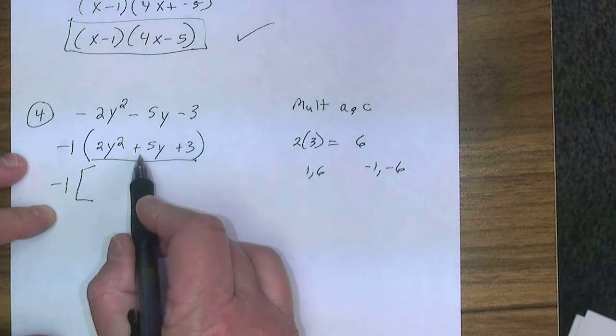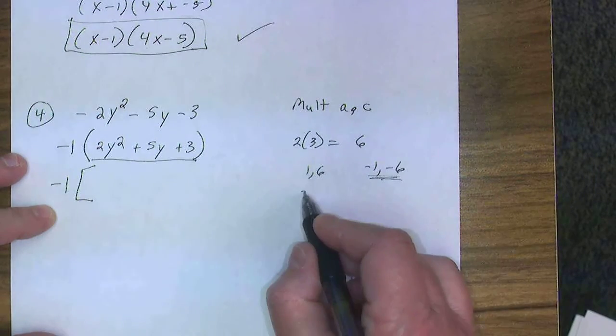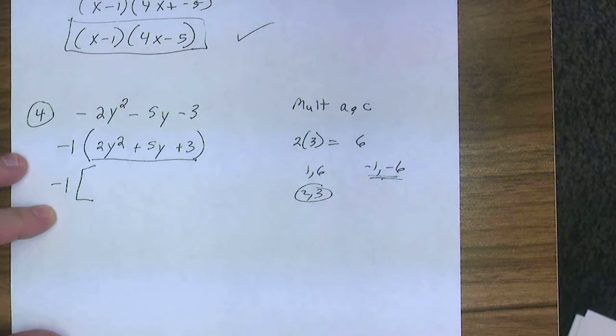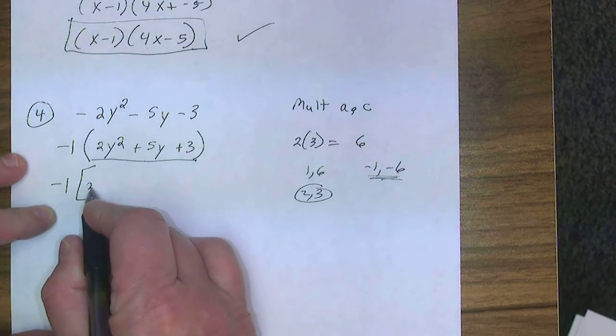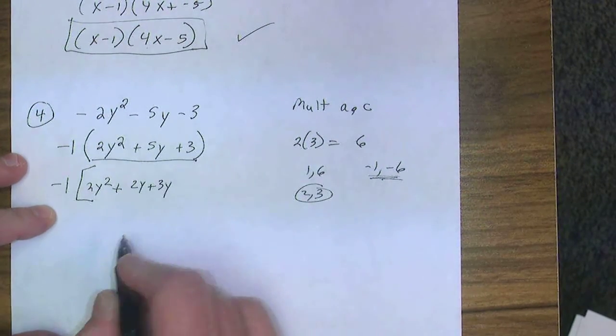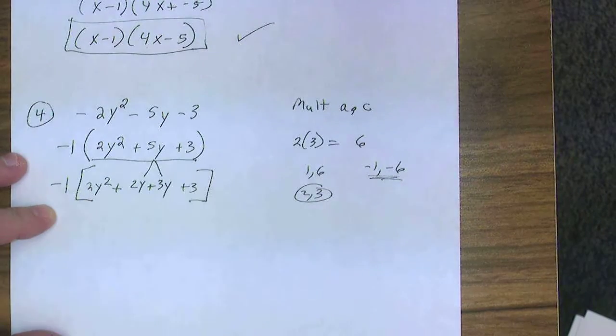The middle term is a positive 5. I don't need to worry about the negatives. So my other factor pair is 2 and 3. That gives me a sum of 5. So I am going to break that into 2y and 3y. That is the middle term of 5y.